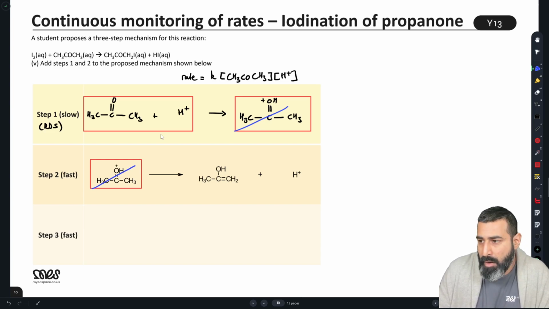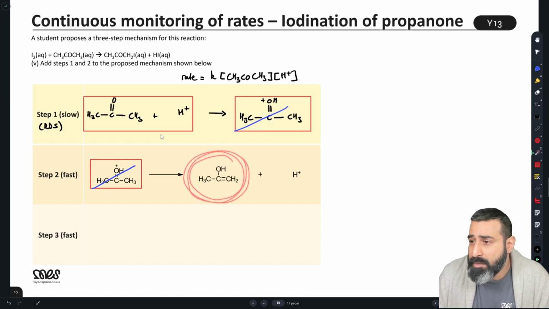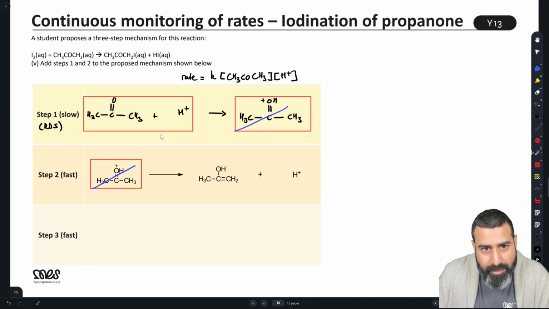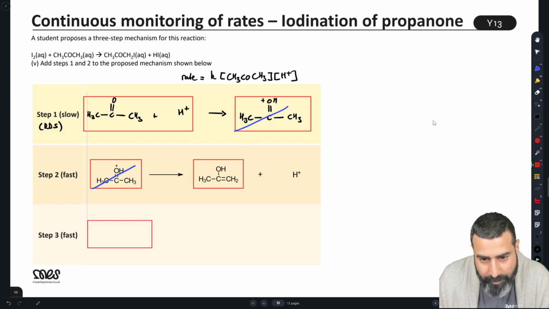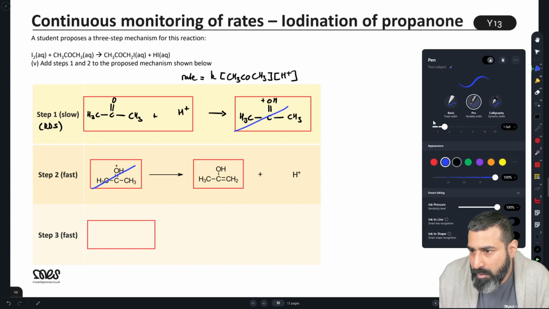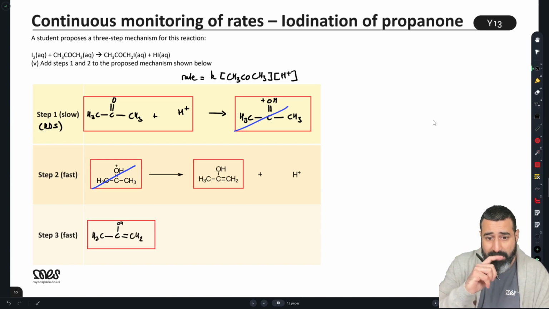in step 2. This must also be an intermediate in step 2, and let's see what that intermediate goes on to form. So let's have a look. I take this product from step 2, this intermediate, and I place it down as one of the reactants in step 3. So this is going to be H3C, put my double bond there. Now I need to think, what else do I need to react?